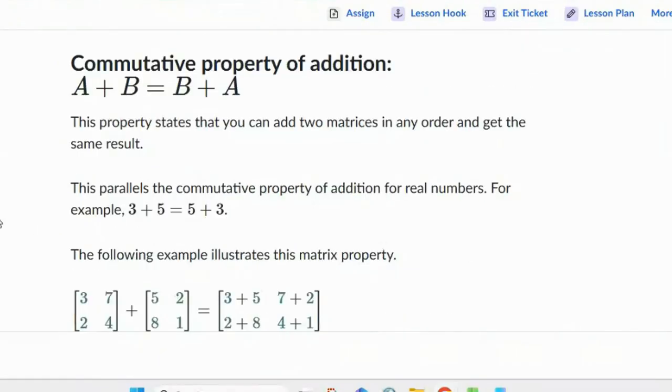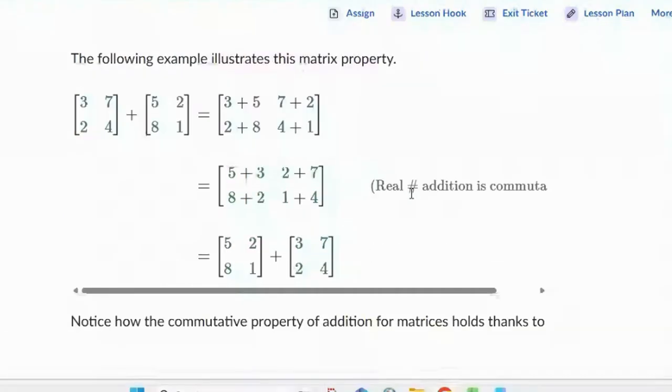Let's look at the commutative property. A plus B is the same as B plus A. So if we have 3 plus 5, that's the same as 5 plus 3. Yeah, we know that. We've known that for a long time. So let's look at these two things right here.